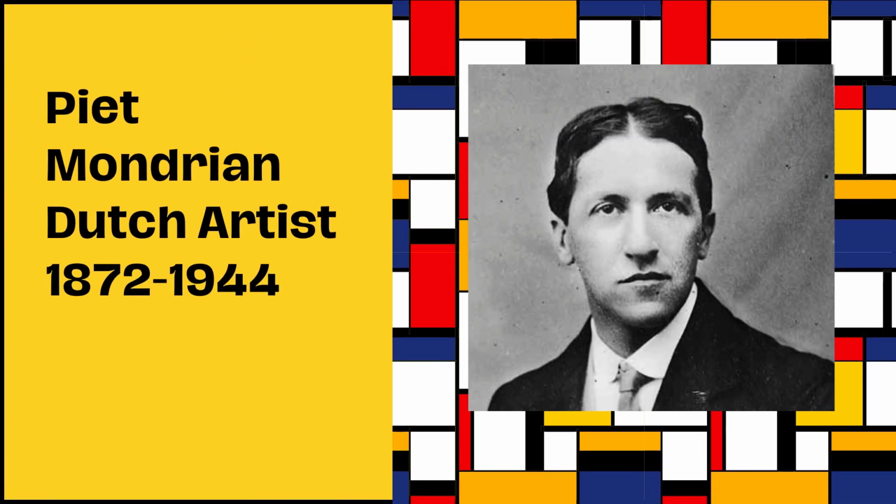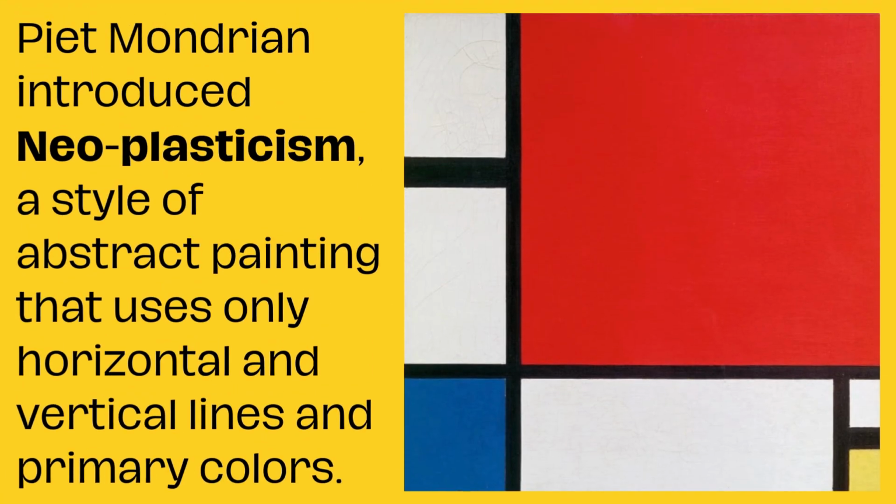Piet Mondrian was a Dutch artist, born in 1872 and died in 1944. Piet Mondrian introduced neoplasticism, a style of abstract painting that uses only horizontal and vertical lines and primary colors.